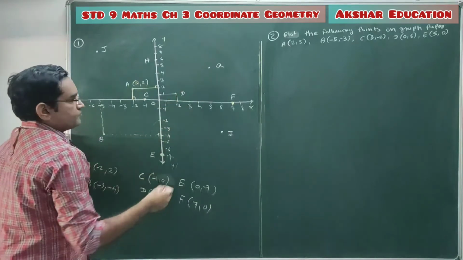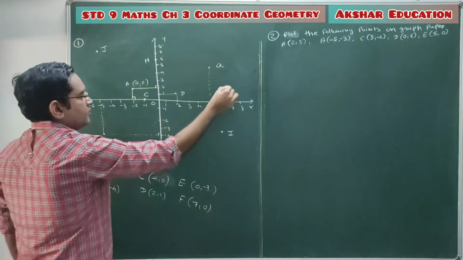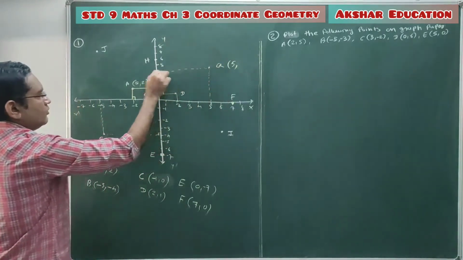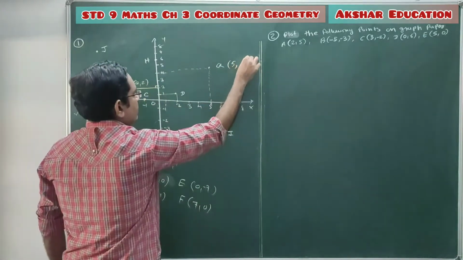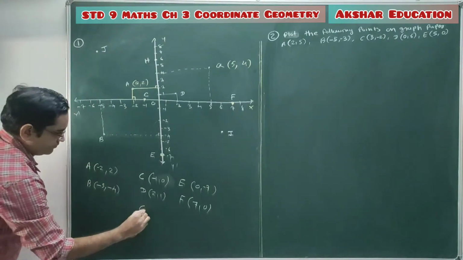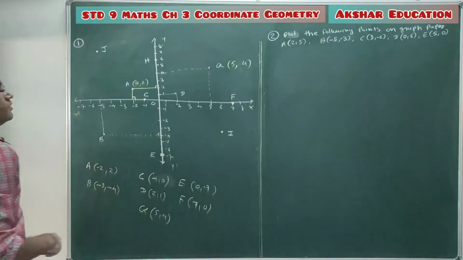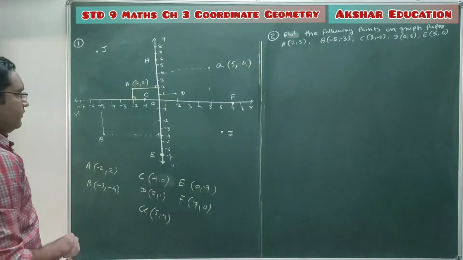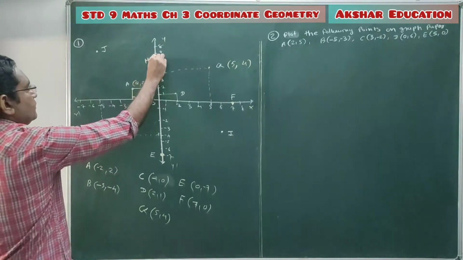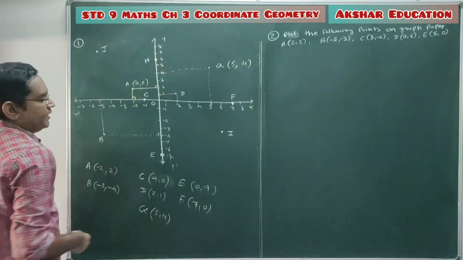Then point G. To find the coordinates of point G, draw perpendicular on x axis. So x coordinate is 5. To find the y coordinate, draw perpendicular on y axis. So it's a 4. So coordinates of point G are 5, 4. Now H. Where is H? Here. Lies on the y axis. So x coordinate is 0, y coordinate is 6.